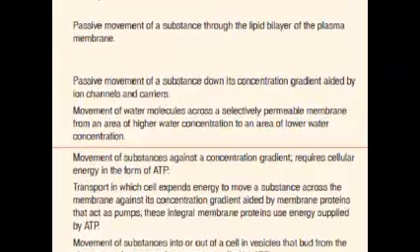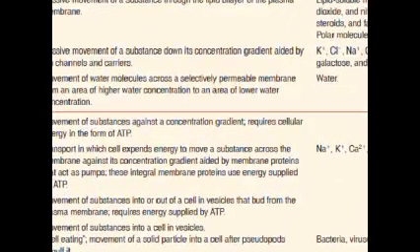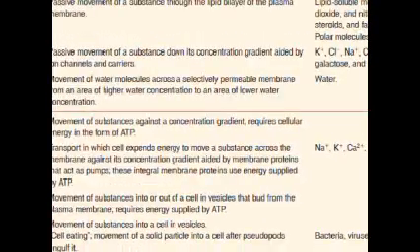Active processes: movement of a substance against a concentration gradient requires cellular energy in the form of ATP. Active transport is transport in which the cell expends energy to move a substance across the membrane against its concentration gradient, aided by membrane proteins that act as pumps. These integral membrane proteins use energy supplied by ATP. Substances transported are sodium, potassium, calcium, hydrogen, iodine, chloride, and other ions.